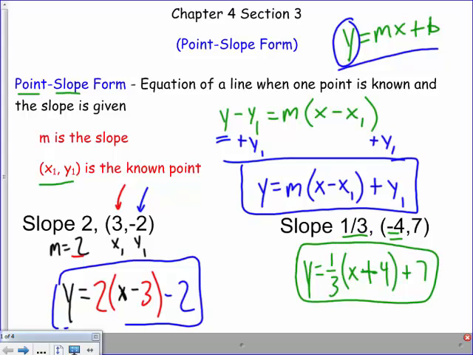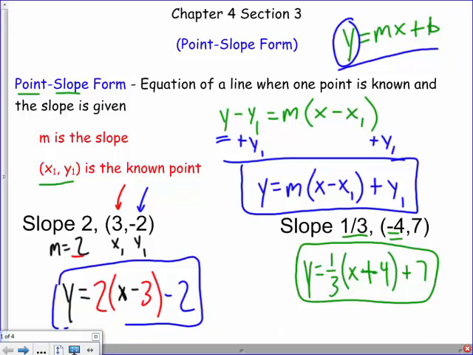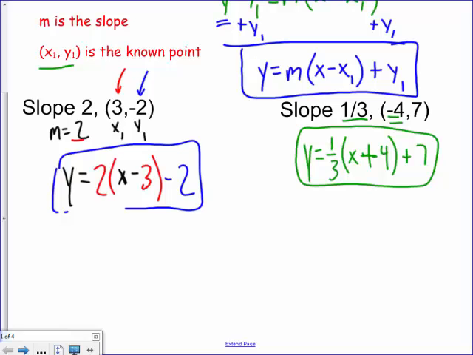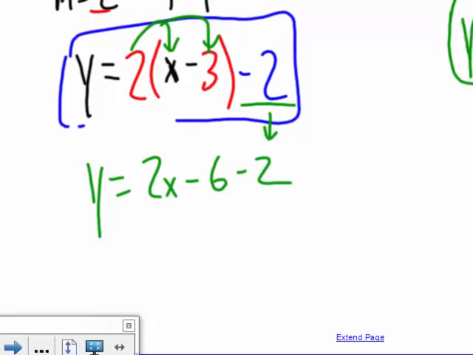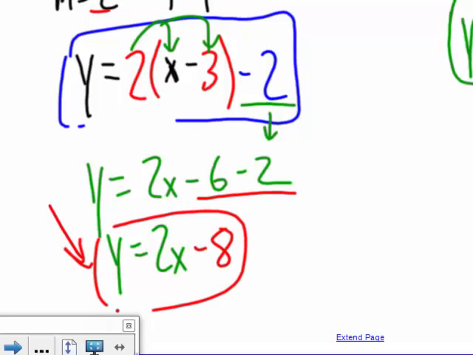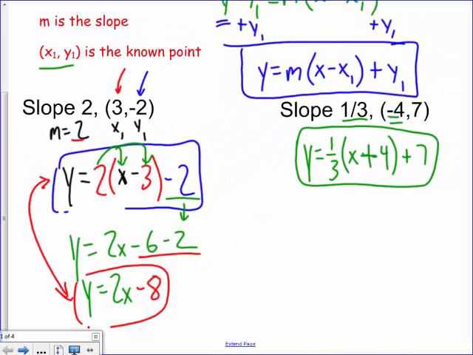What if I wanted to take point-slope form and turn it into slope-intercept form? Could I do that as well? Sure. It'd be nice and easy. If I look at this left one, if I wanted to write this in slope-intercept form, I could just distribute my 2, and I'd have 2x minus 6 minus 2, right? I've got to bring down my minus 2. And then combine like terms, so I'd have 2x, and minus 6 minus 2 is really minus 8. So these are the same thing. I could turn point-slope form into slope-intercept pretty easily.